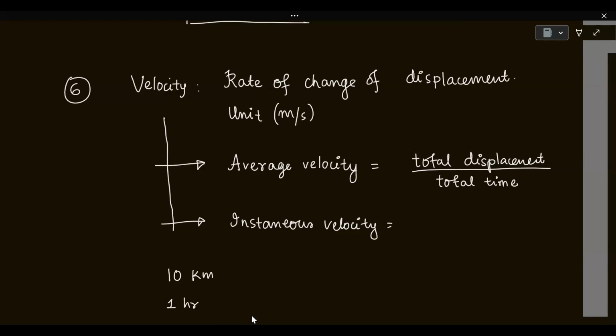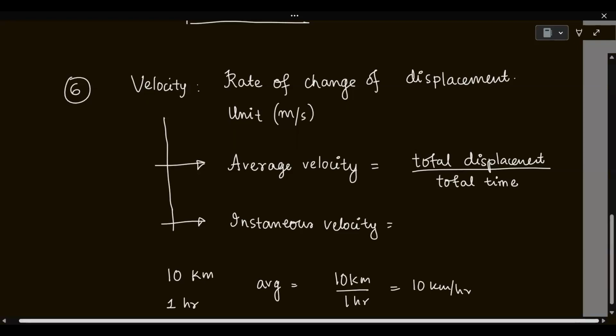Guys, what is my average velocity here? Well, 10 kilometers by 1 hour gives me 10 kilometer per hour. But does this mean that during my entire journey of 10 kilometers, I was traveling at 10 kilometer per hour? No. Somewhere when I had the traffic, I was traveling at 0 kilometer per hour. Maybe there was a free road, I was traveling at 60 kilometer per hour. But the average is essentially taking into account the total displacement and total time. It is not a very good indicator.